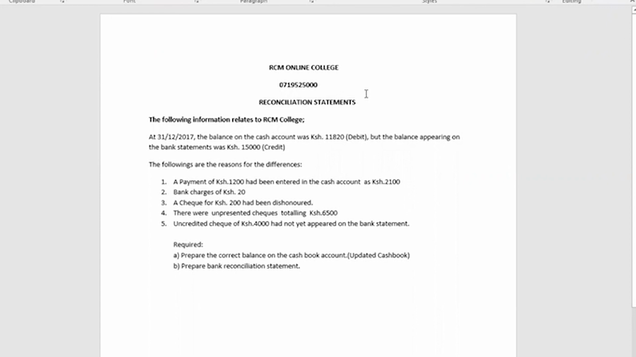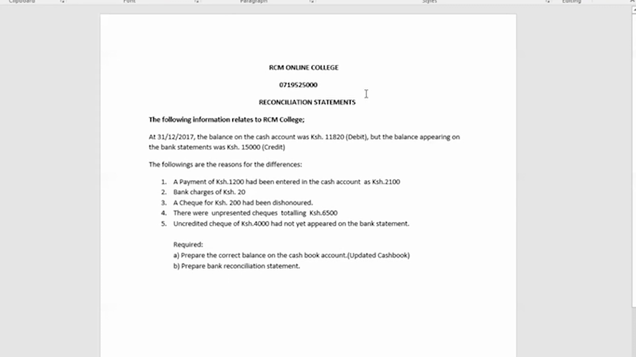A payment of 1,200 had been entered in the cash account as 2,100. I can see there is a transposition error. Then we have bank charges. We have a check for 200 shillings that had been dishonored. There were unpresented checks totaling 6,500. Then we have uncredited checks of 4,000 shillings. Required: prepare the correct balance on the cashbook account, the updated cashbook, and then prepare the bank reconciliation statement. So that's the question.